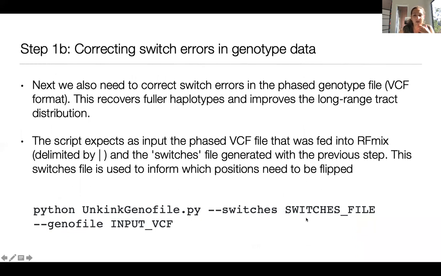Next, we also need to correct switch errors in our phased genotype file, and we're expecting VCF format for this. So this is what's going to actually recover the fuller haplotypes and improve our long-range tract distribution. This step is implemented with the script unkink_genofile.py and expects as input the phased VCF file that went into RFMix, as well as that switches file that we generated in the previous step. So the switches file is basically used to determine the positions that need to be flipped in your VCF file. Tractor also expects all of your VCF files to be phased, and it's recommended to strip their info and format annotations prior to running just to ensure good parsing.